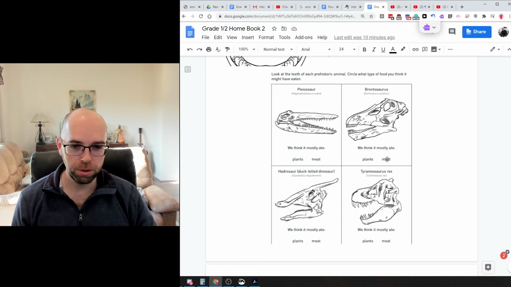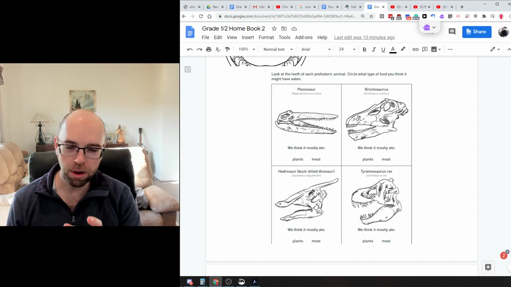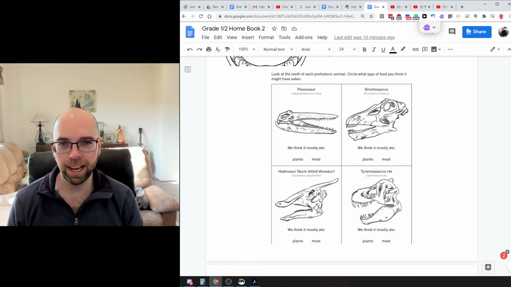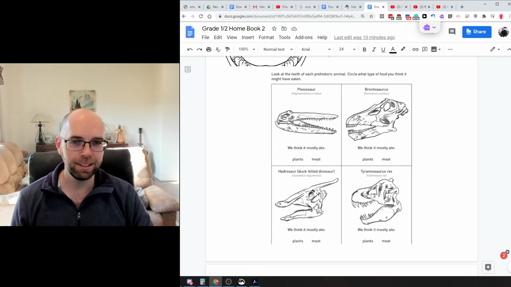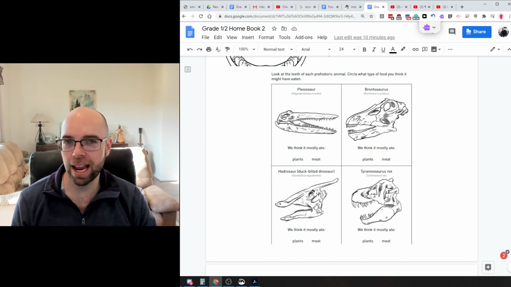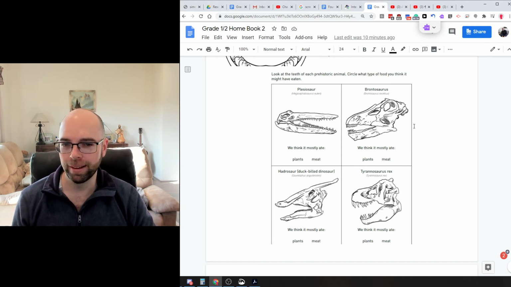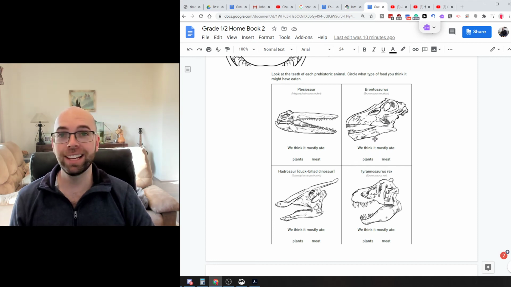Now, after you've circled them, I would like you to actually tell someone at home how you made that decision. Okay? How did you make that decision? If you say this one eats mostly plants, why did you choose plants? What type of teeth does it have that makes you think it mostly ate plants? Okay? All right, do your best. Once you've done that, once you've circled the right answer, colour them in, tell somebody at home about what you've learned, and then that is all for today's lesson.